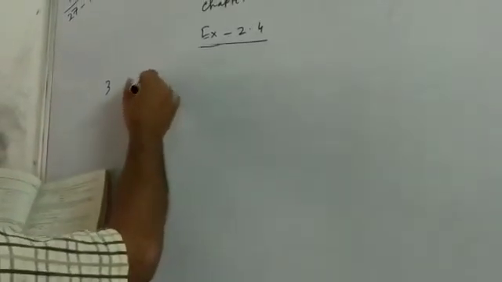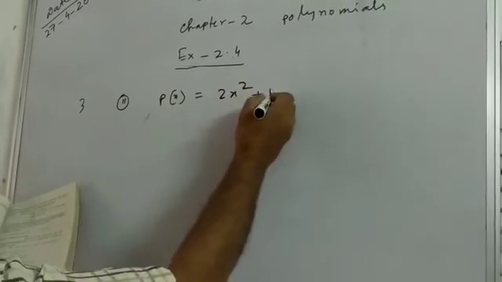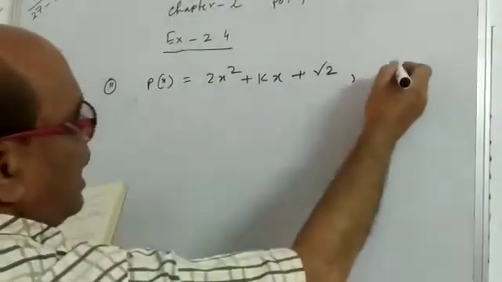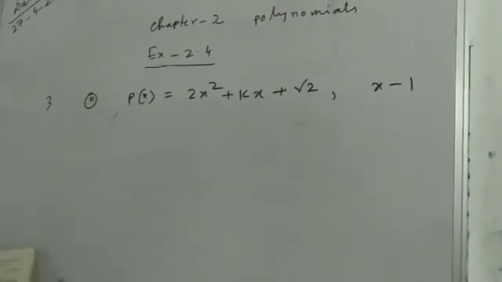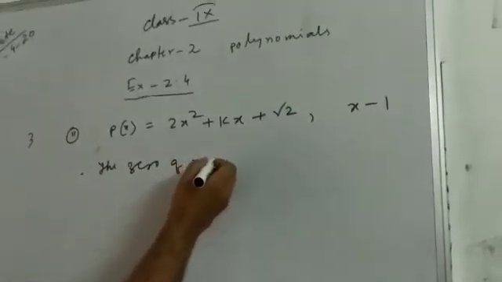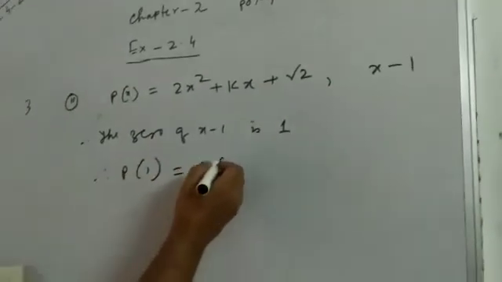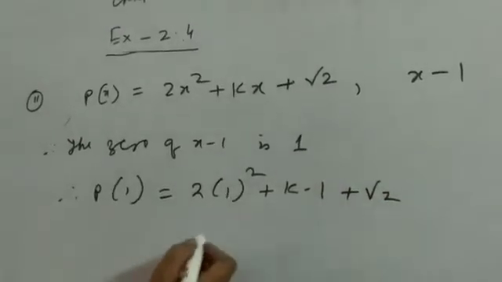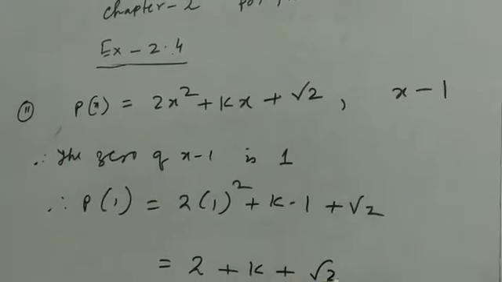Number 2, p(x) is equal to 2x square plus kx plus root 2, and the term x minus 1 is the same, means it's common for all. So we put the zero of x minus 1, which is 1. Therefore p(1) equals 2 into 1 square plus k into 1 plus root 2. Simplify: 1 square is 1, so it is 2 plus k plus root 2.